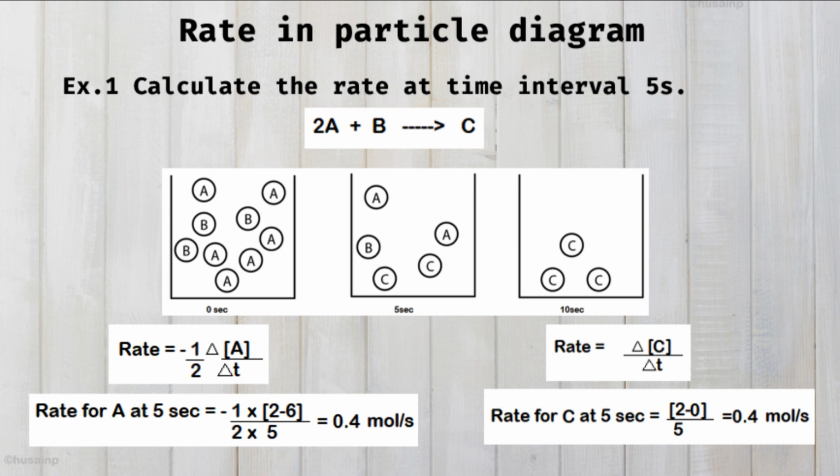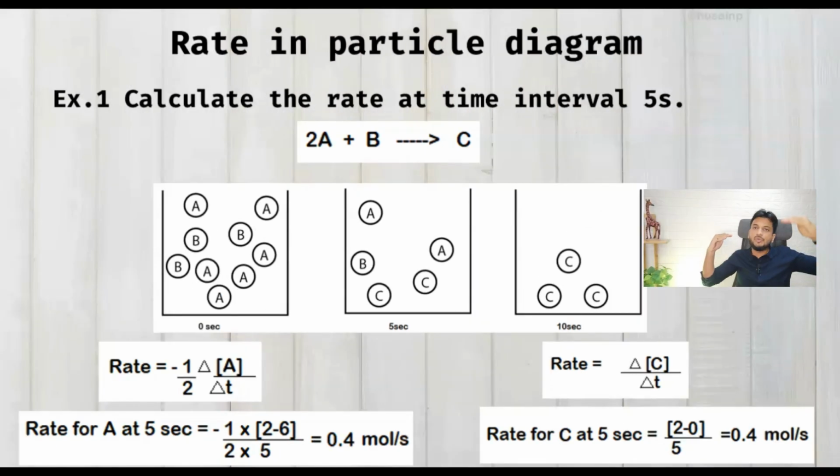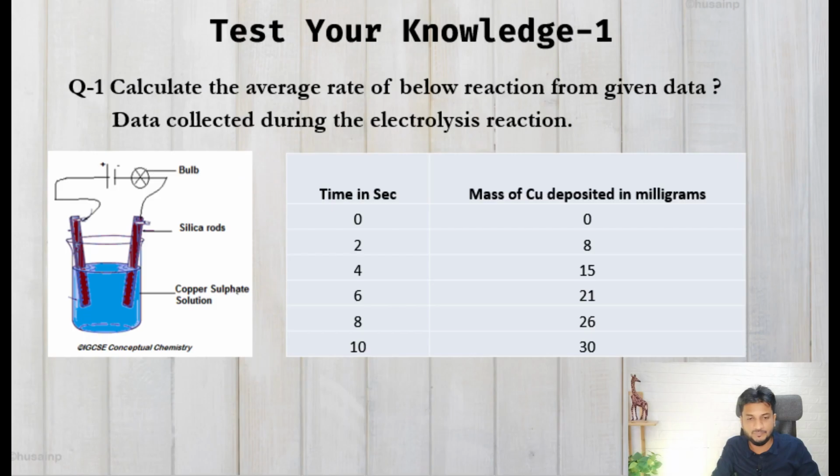So a reaction can be considered like a car. So all reactants and products are traveling together. That's why the rates cannot be different.